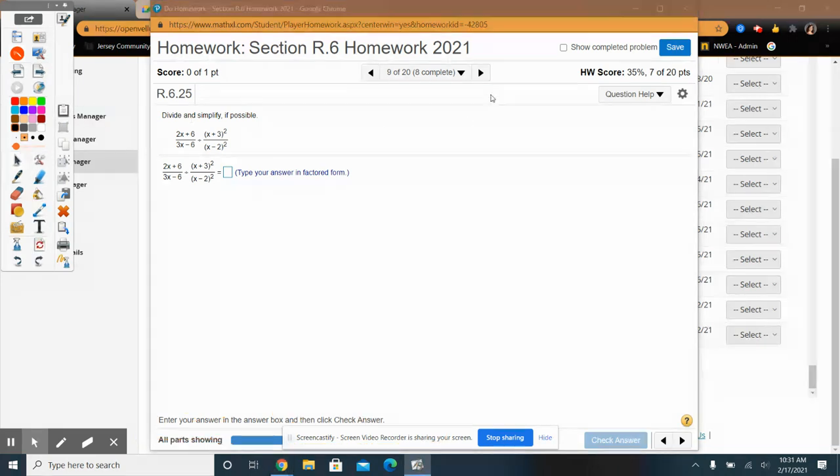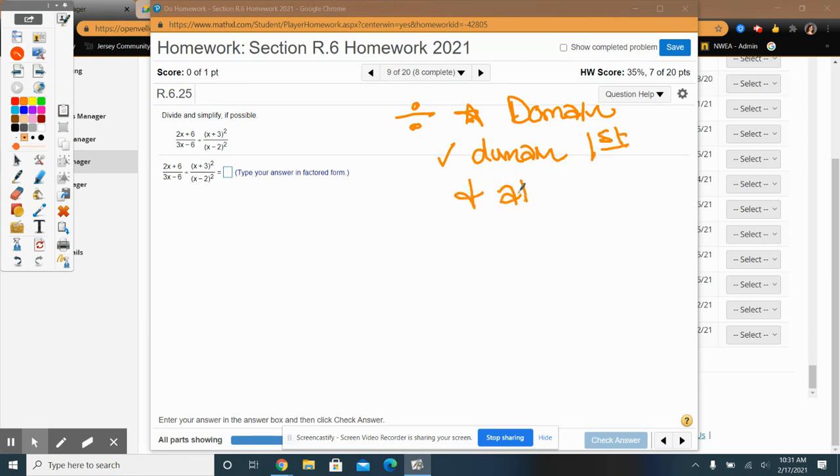Okay, so now I'm going to go to question 10 or 9. And this time we're dividing. Now, when you divide, you need to know this about the domain. When you do the divide for the domain, you have to check the domain first and at the end. For division, you do have to check the domain 2 times.